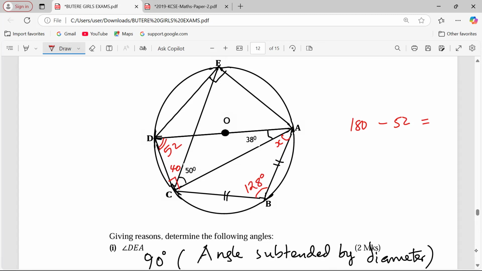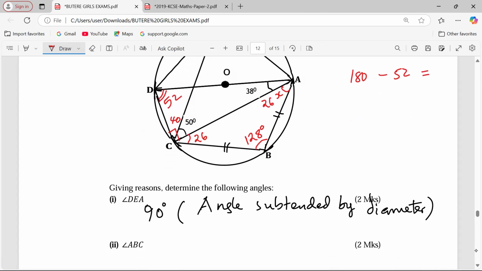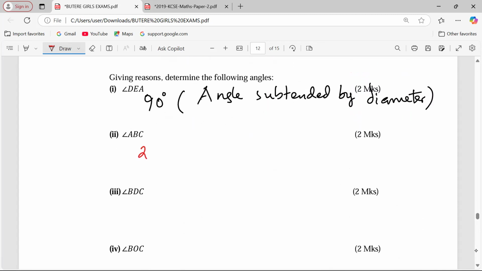That means now, following triangle ABC, the remaining angles should be equal. That is called an isosceles triangle. 52 should be divided by 2, so that we get 26 and 26. The value there is 26.